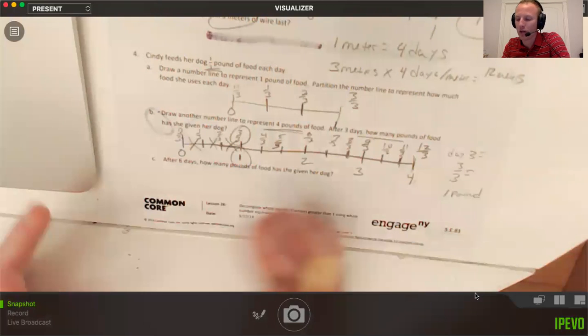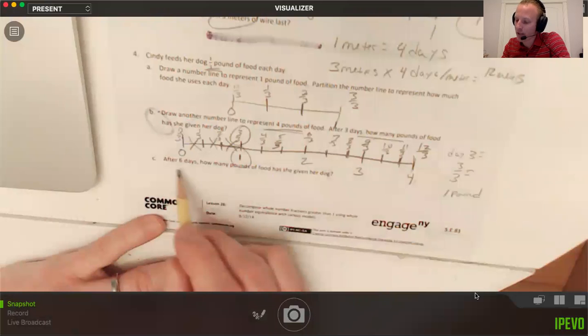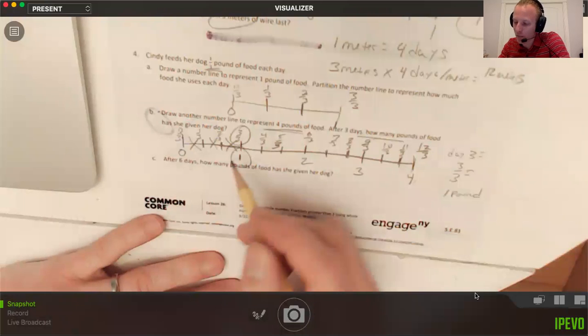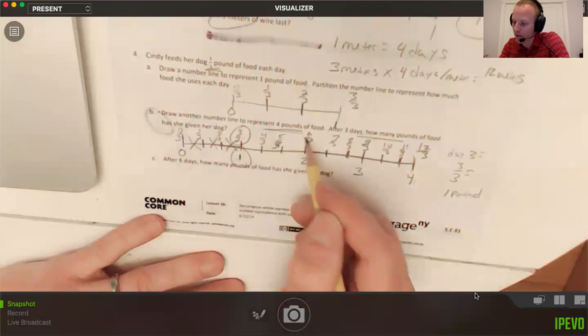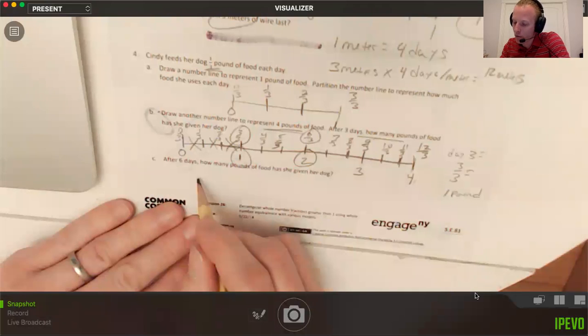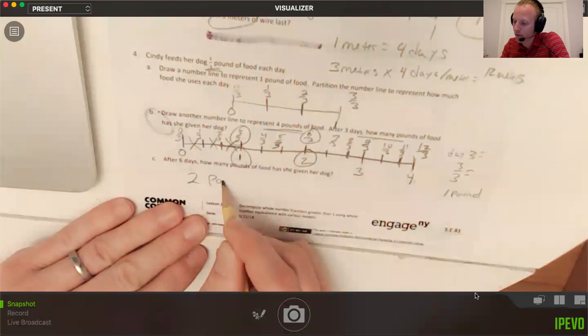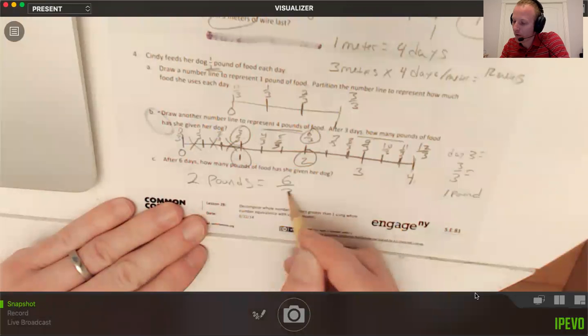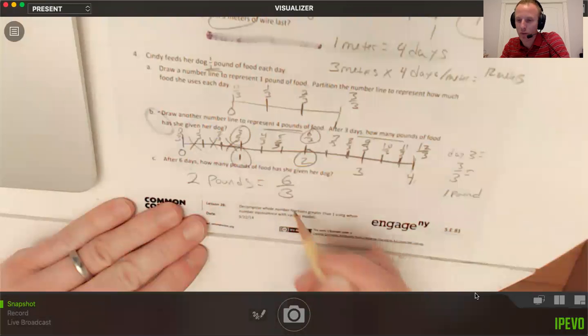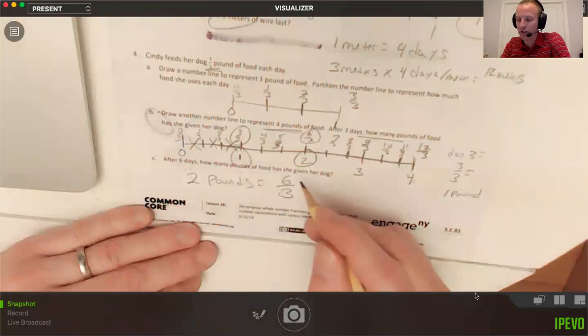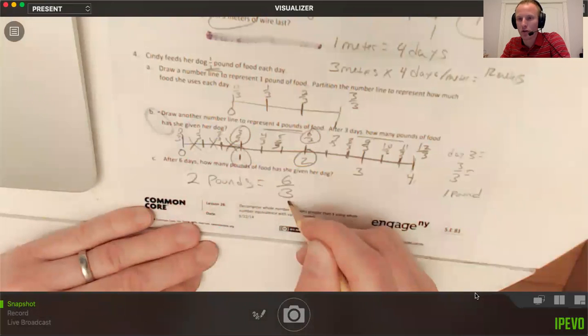That's before she's begun. After 6 days, how many pounds of food is she giving her dog? So 3 days, 4 days, 5 days, 6 days. She's given 2 pounds equals 6/3. That's 6 days giving 1/3 each day. That's another way to think of it.